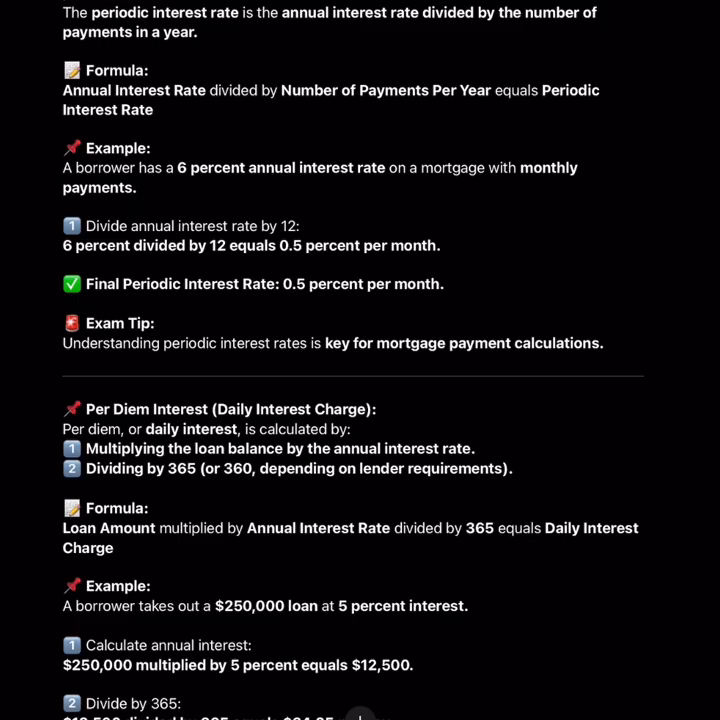Example: a borrower has a 6% annual interest rate on a mortgage with monthly payments. Divide annual interest rate by 12. 6% divided by 12 equals 0.5% per month. Final periodic interest rate, 0.5% per month. Exam tip: understanding periodic interest rates is key for mortgage payment calculations.